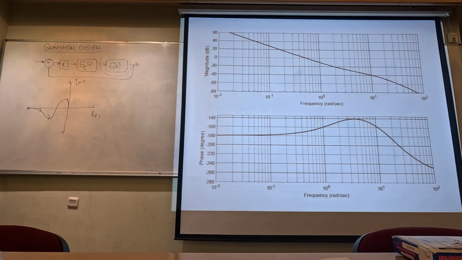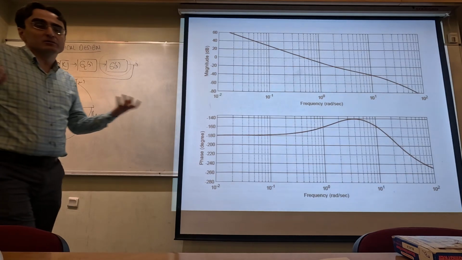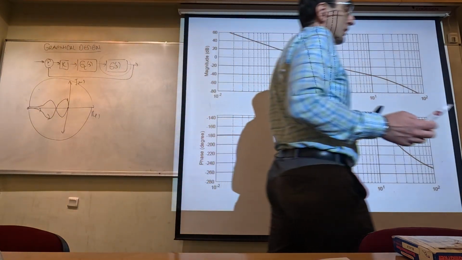This is a type 2 system actually. It is starting from minus 180 degrees. So if you look at this Nyquist plot, half of it is going to be looking like this. And if I complete this thing, it's going to be looking like this. Okay? So here there is a relationship between the bode plot and the Nyquist plot.